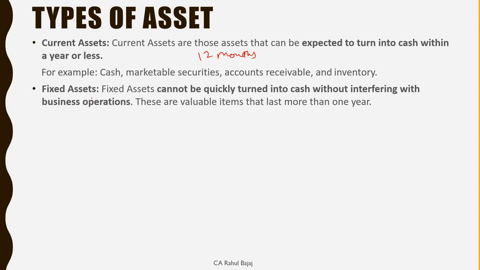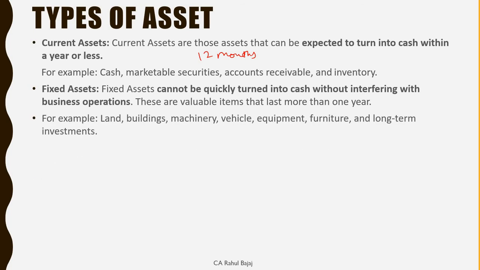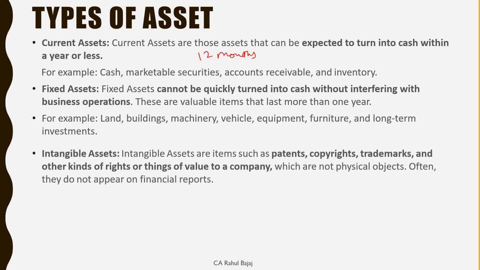Next is fixed asset. A fixed asset cannot be quickly turned into cash without interfering with the business operation. These valuable items last more than 1 year. So land and building are examples of fixed assets. If you have to interfere with your routine business operation to convert the asset into cash, it is a fixed asset. Examples: land, building, machinery, vehicle, equipment, furniture, and long-term investment.